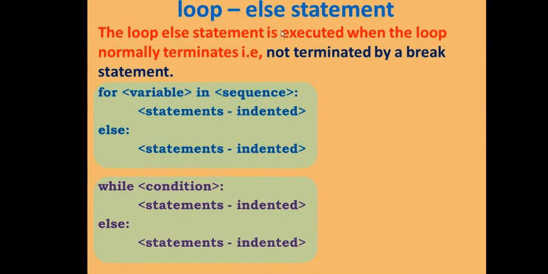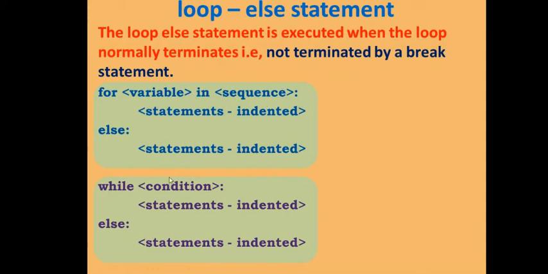The loop else statement. Both the for loop and the while loop have an else statement in Python. When will this else statement get executed? It will get executed when the loop normally terminates, that is, when it is not terminated by a break statement.